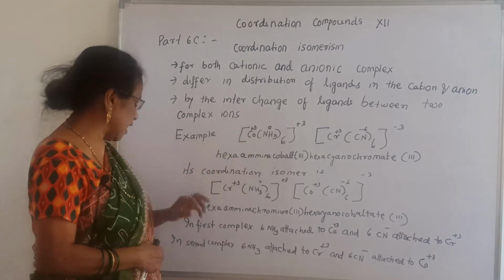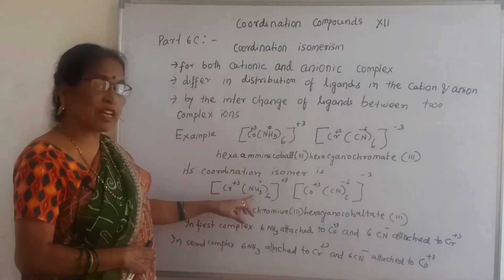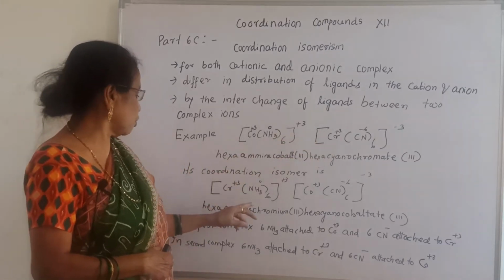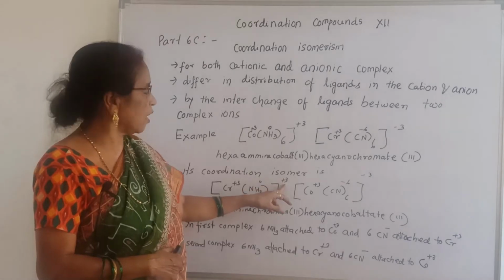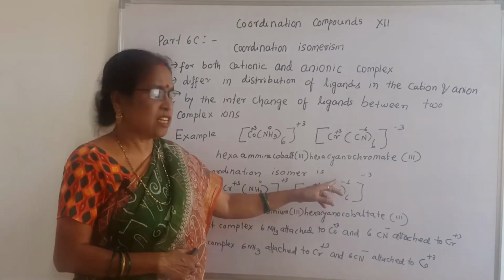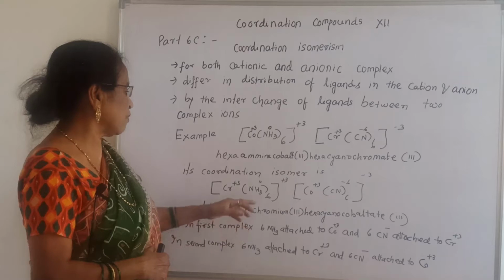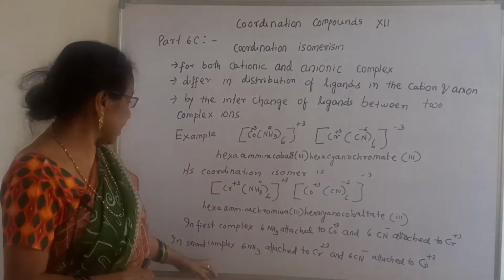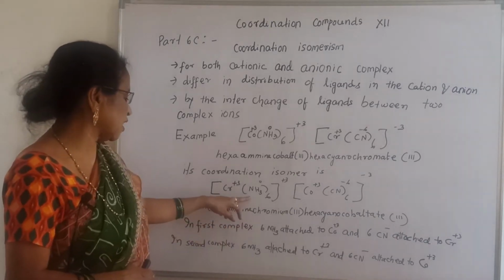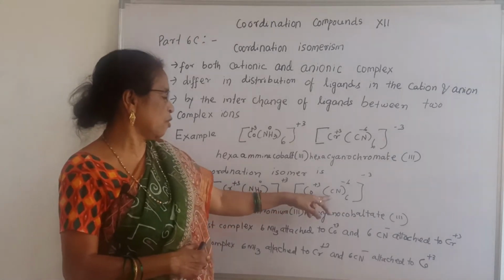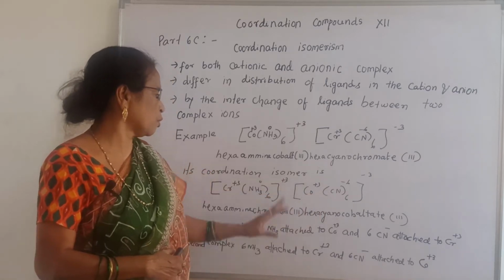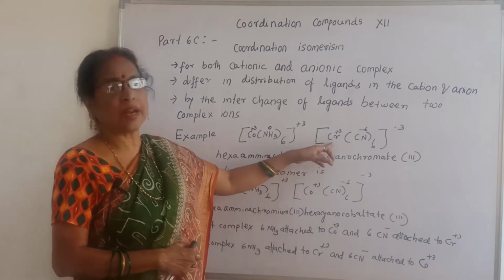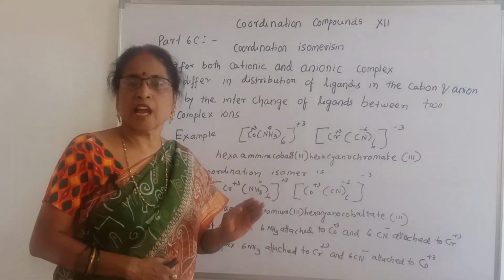This is cation, this is anion. In the second complex, six ammonia is attached to chromium, plus 3 charge, cation first. Co(CN)6 is minus 6, that means the result is minus 3. So in the second complex, six ammonia is attached to chromium and six cyano is attached to cobalt. So this is the result, where it ends in cobaltate or chromate like this, because this is the anion part.